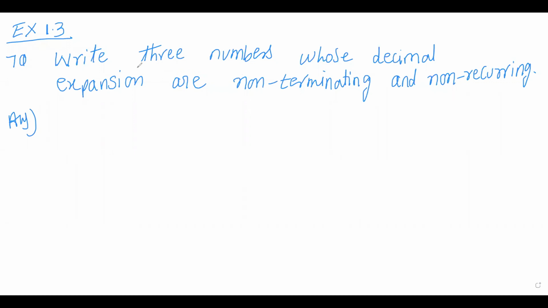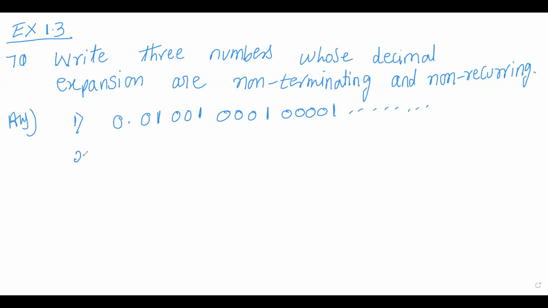So he's asking us to write 3 numbers whose decimal expansion is non-terminating, non-recurring. So first example, you can take 0.01001000100001, so on. Nothing is repeated here, and it is not terminating, it is continuing.